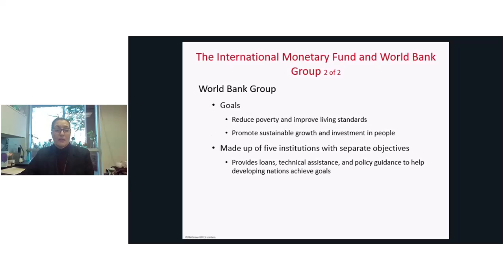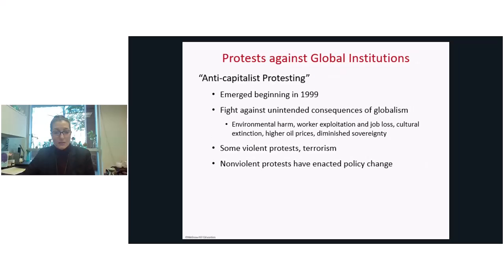The World Bank has different goals. The World Bank has the purpose of reducing poverty and improving living standards, as well as promoting sustainability and investment in people. This World Bank group is made up of 5 institutions with separate objectives, but they come together to achieve these 2 main objectives. The World Bank provides loans and technical assistance and policy guidance to help developing nations achieve their set goals.